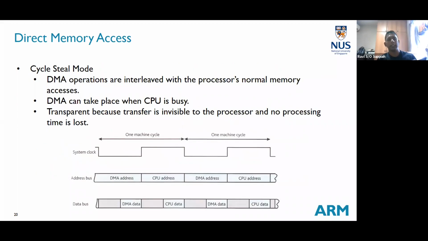The other way is the cycle steal mode, where you want the CPU to interleave with the DMA. So what will happen is within one cycle, your DMA and your CPU will take turns. The DMA and CPU will continuously take turns, where at one point of time is DMA address and DMA data. Then the next half of the cycle will be CPU address and CPU data. Okay, so again, all of this is transparent to us.